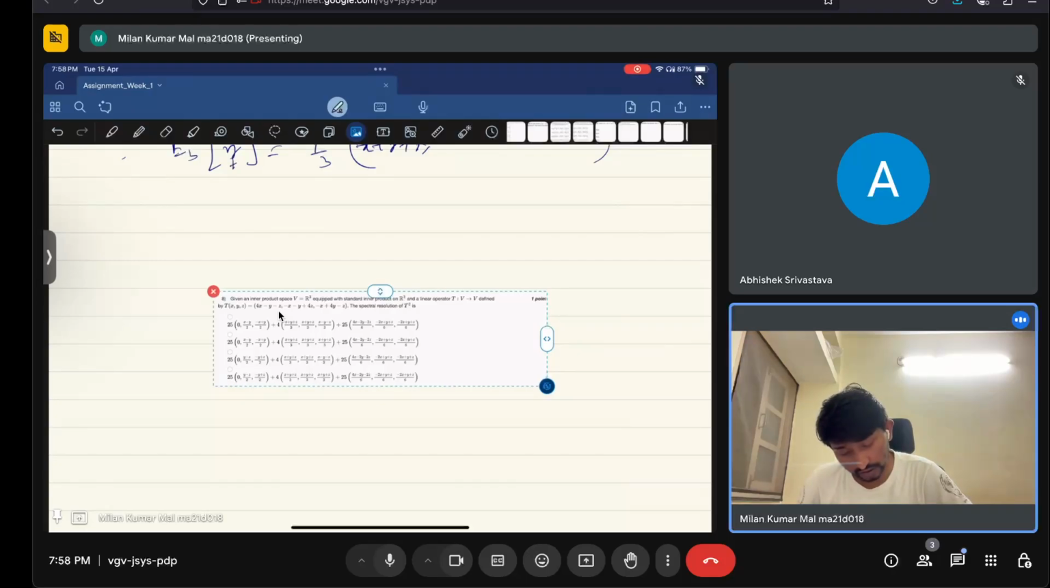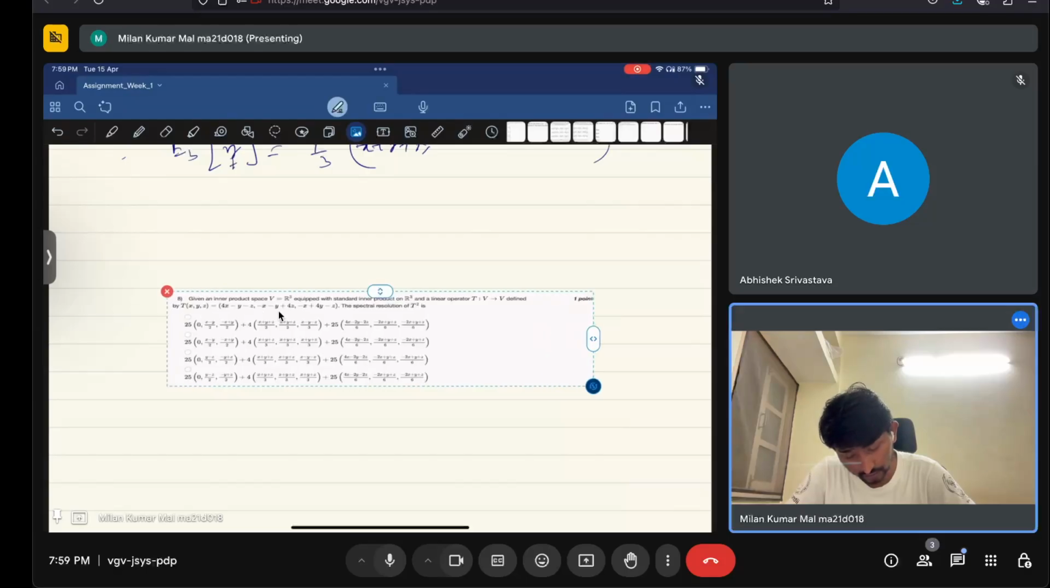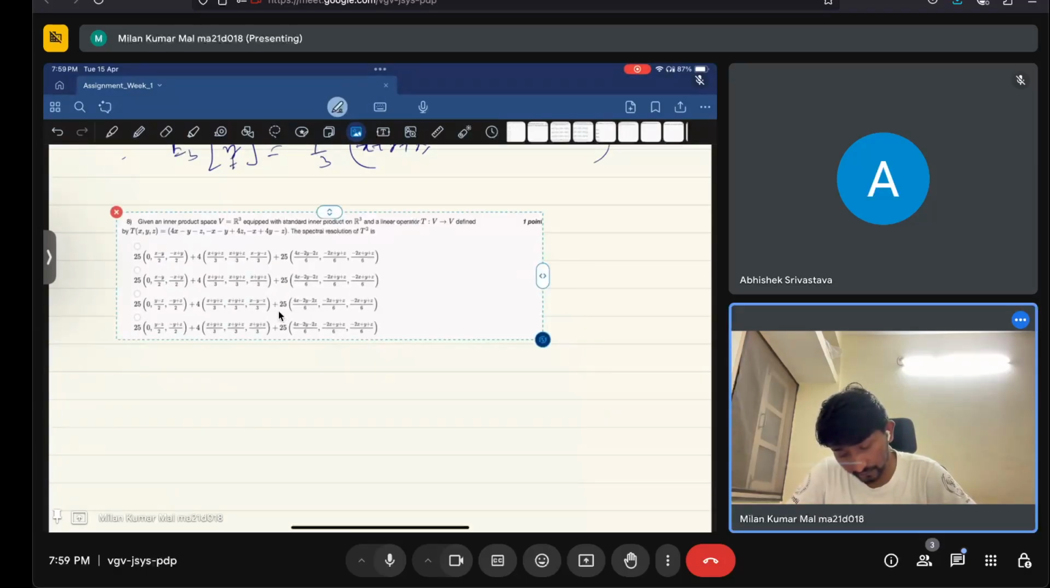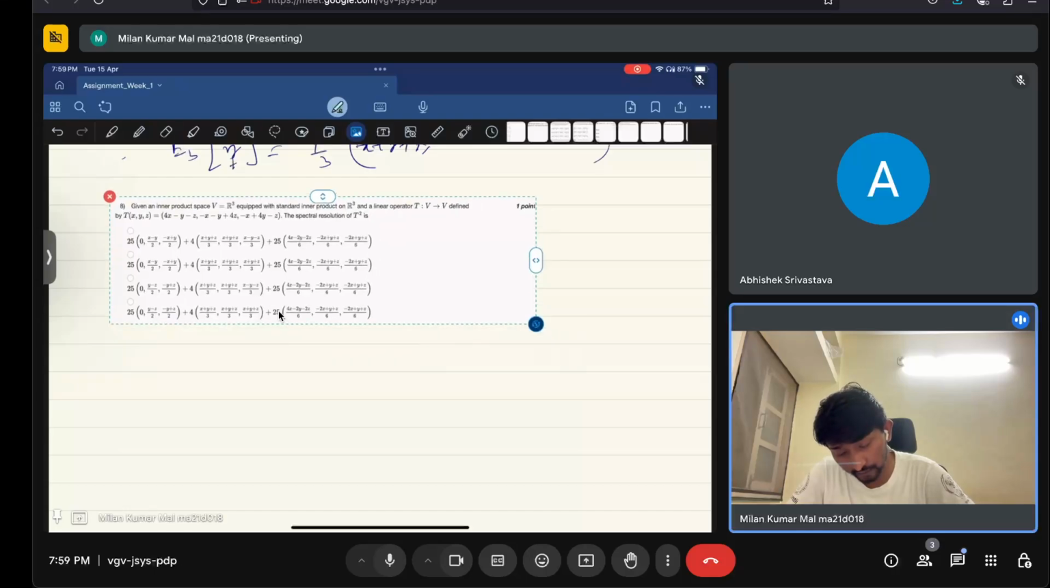So this is also the same way, but I will not do it, because first you have to find T square and then we have to do the similar thing. Yeah. So no, this will be done by the previous one.